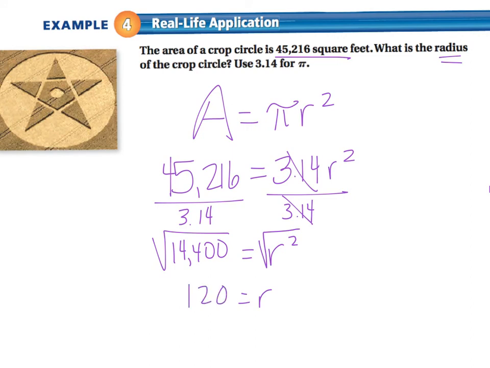And like any good math student, we have to make sure we label. So what is the radius? The radius is 120 feet.